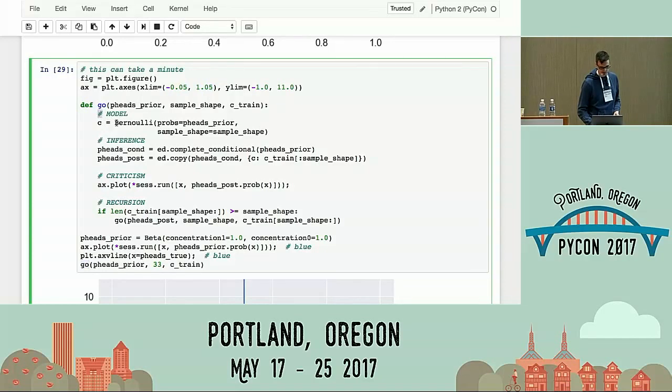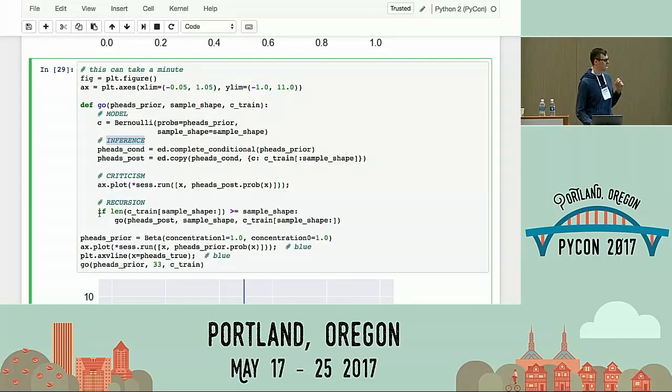So in the body of the function, you first have the model definition. So I plug in the prior into this Bernoulli. So this is then the likelihood. Then I run inference. So I use this same inference method that we studied above, like this exact inference method. Then I use criticism. So I just plot the posterior that comes out of this.